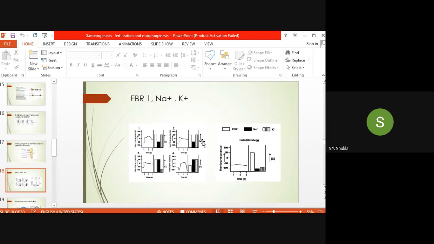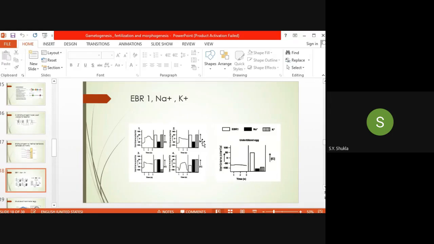After that, the sperm binds on the jelly coat. This is the second step. And then the third step is the acrosome reaction. It forms a hole in the jelly coat, and it binds onto the vitelline membrane at the EBR receptor for sea urchins. If it is a mammal, then it is the ZP2 receptor.